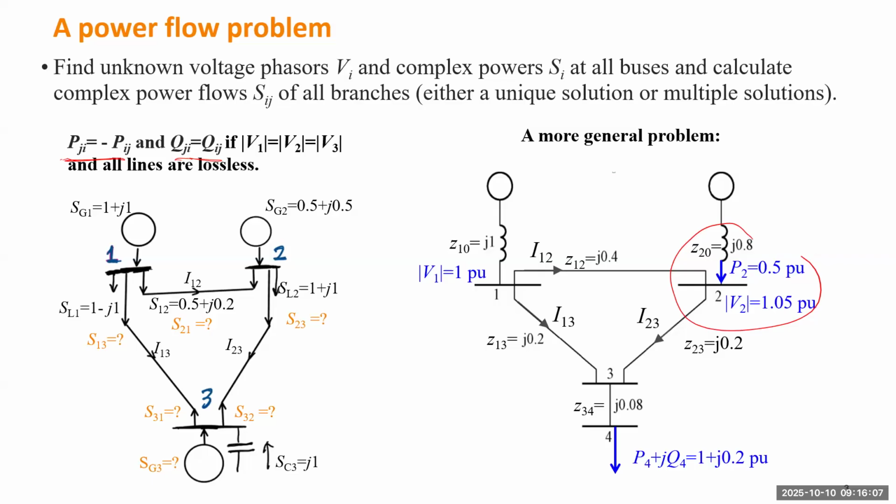We know the voltage magnitude is 1.05, which is 5% higher than the nominal voltage. But we still need to solve Q2, which is the reactive power, and we also need to know the angle. That's for bus 2. For bus 4, for example, we know P and Q, but we don't know the voltage and angle. So at each substation we are given some values, and we still have to determine the other values. That's a more general problem for power flow.